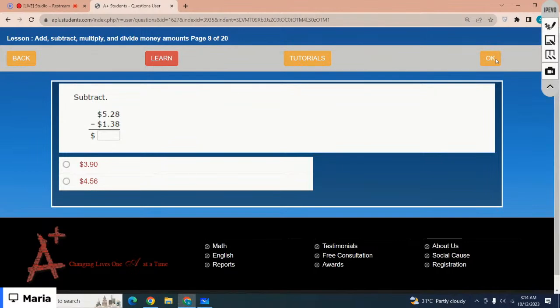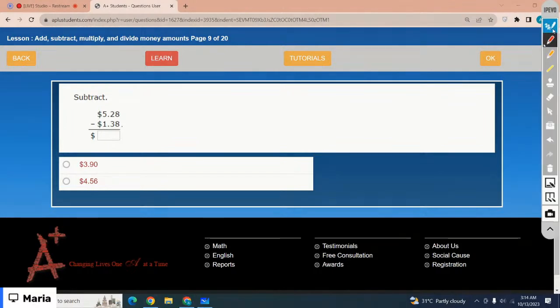The correct option is very good. That would be option number 1, 3.9. You have to subtract, not add. 8, wait, hold on. That would be 3.90. Let's just subtract, right? 8 take away 8 is 0.